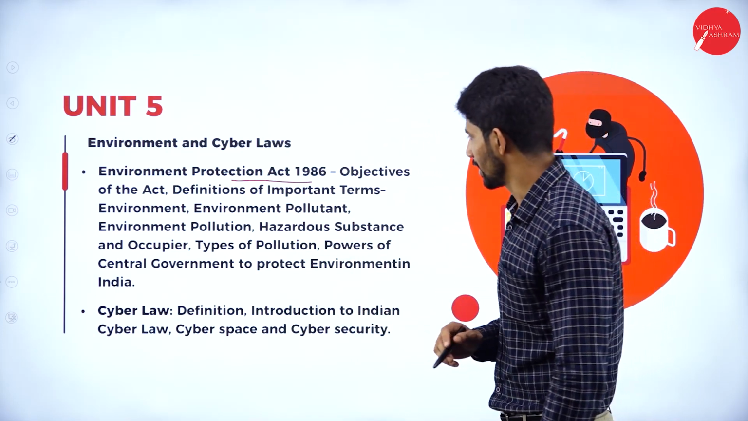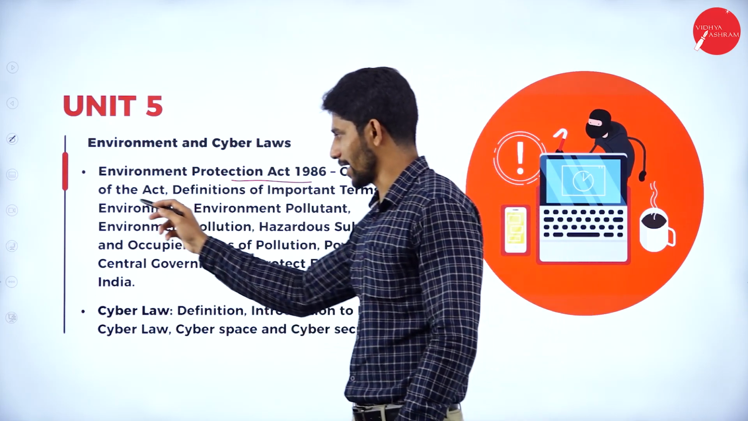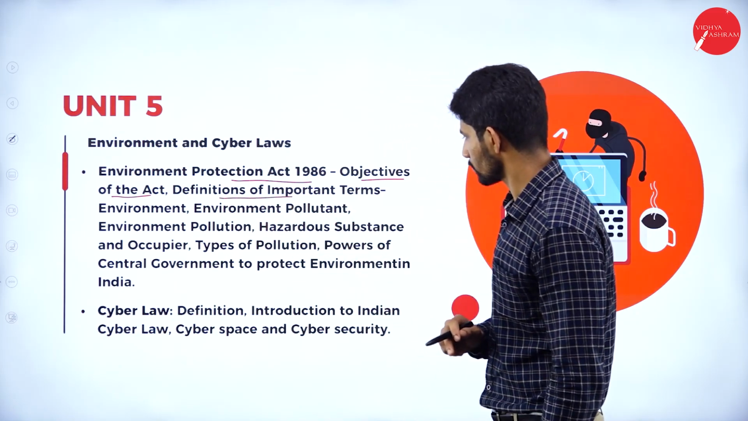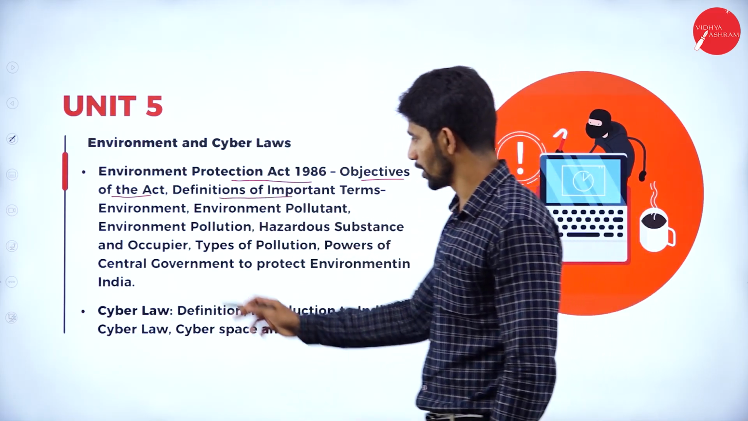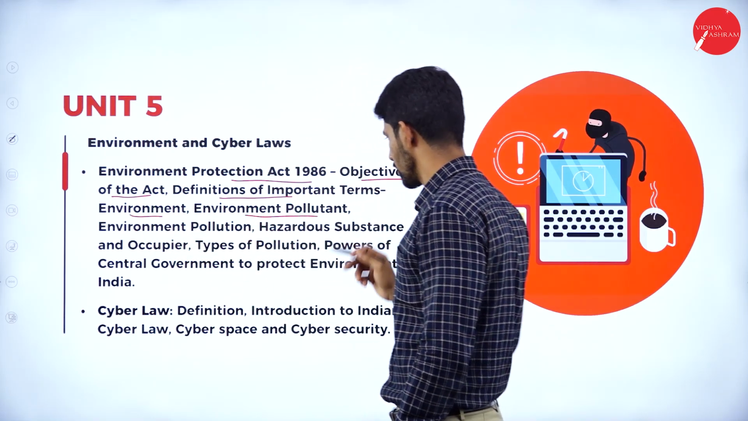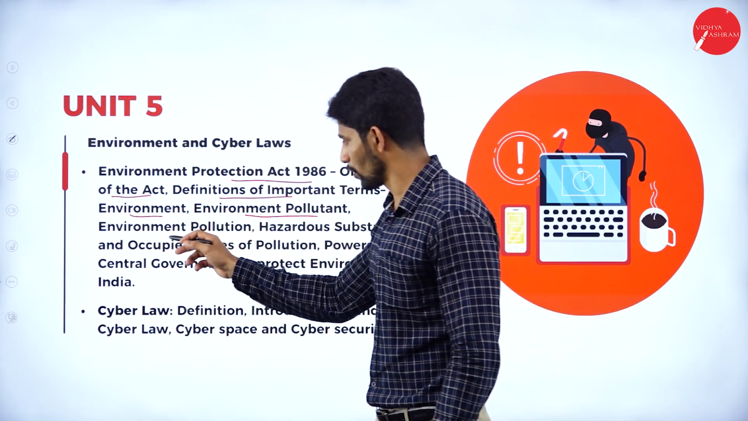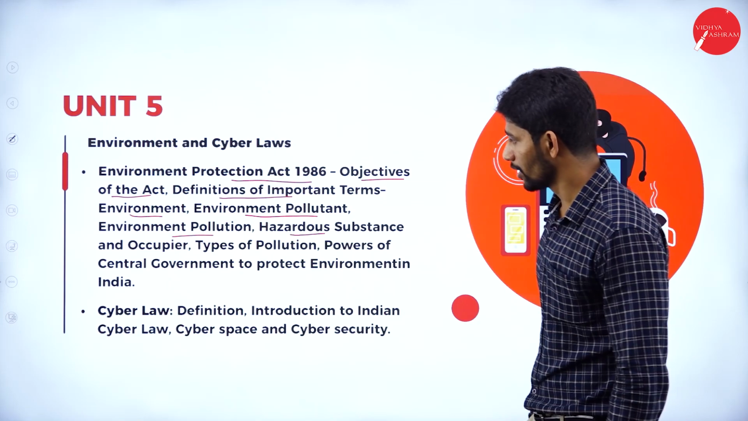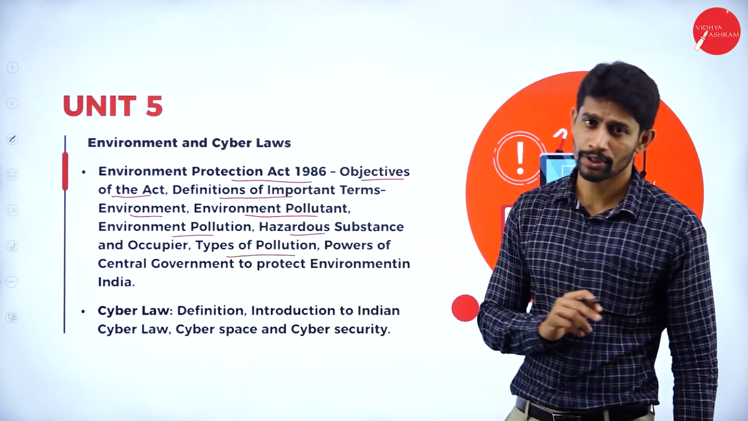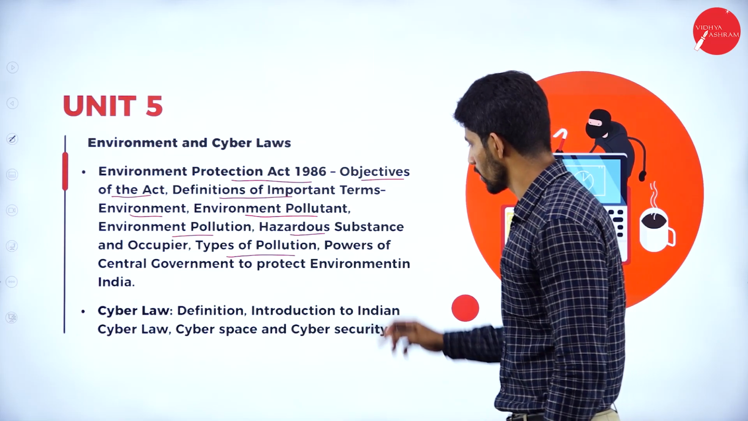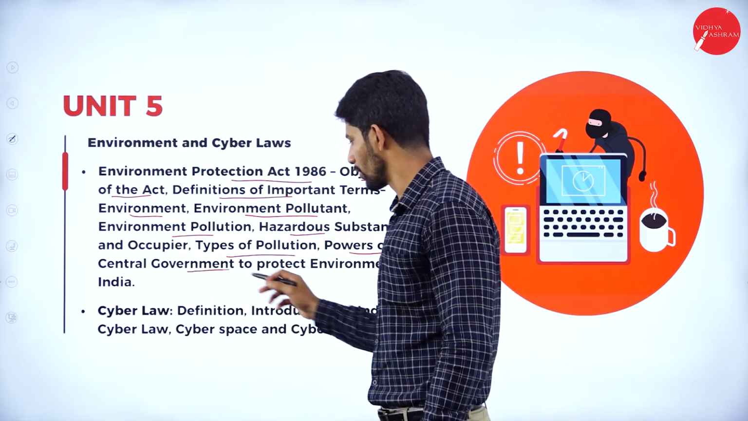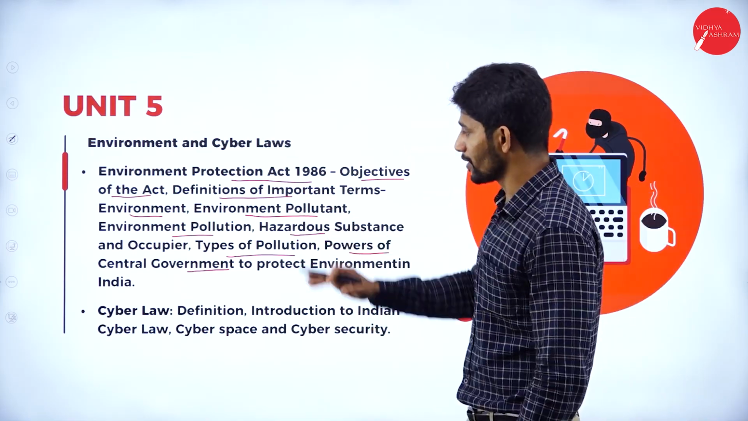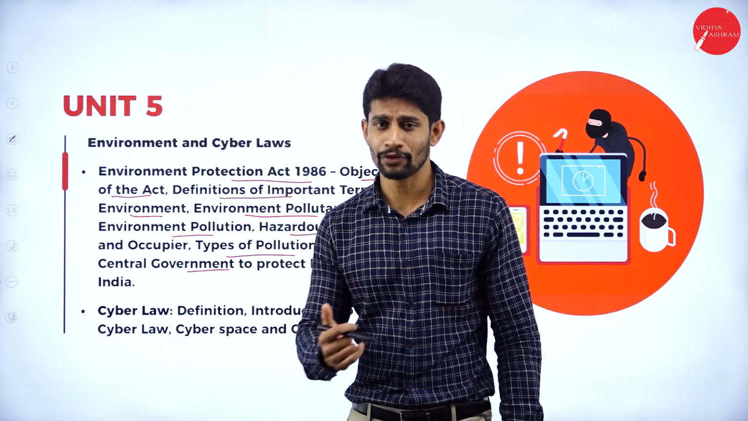Environment Protection Act 1986. So objectives of the Act, that is objectives of the Environment Act, definitions of important terms, that is what is the meaning of environment, what is environmental pollutant and what is environment pollution, what is hazardous substance and occupier, and types of pollutions, what are the powers of central government to protect the environment in India.